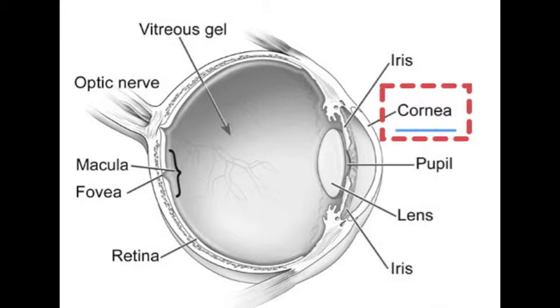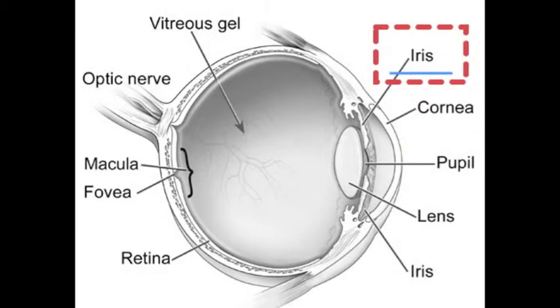First off, we'll start with the cornea. This is the outermost part of the eye, and it's used for protection of the actual eye. Right after the cornea is the iris. This is the color part of our eye. Its job is to dilate the eye, which lets a certain amount of light come into the pupil.